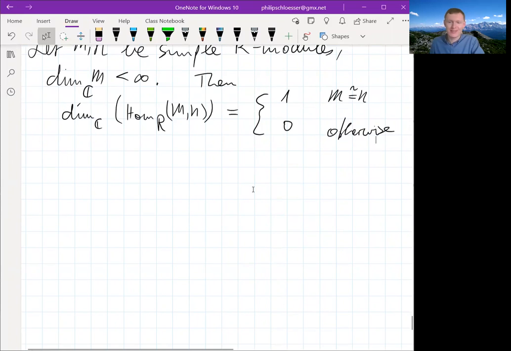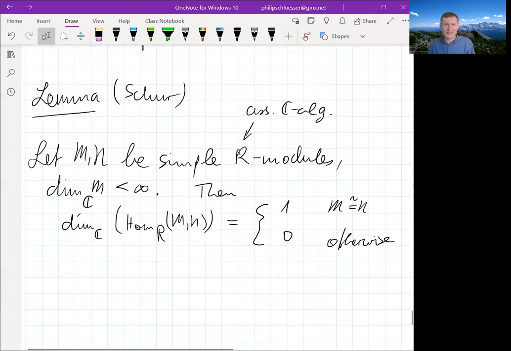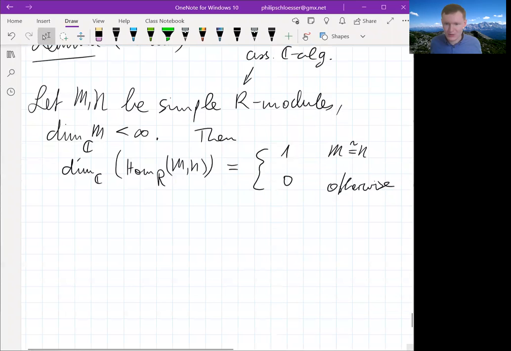It mainly relies on the fact that, as I've stated before, kernels and images are again submodules, and hence must be either the whole space or 0. So then you immediately get, if you have a non-zero homomorphism, that it has to be an isomorphism. And then you can use the usual Schur argument that it has to have an eigenvalue and an eigenvector to see that it must be a multiple of any other homomorphism between those two.